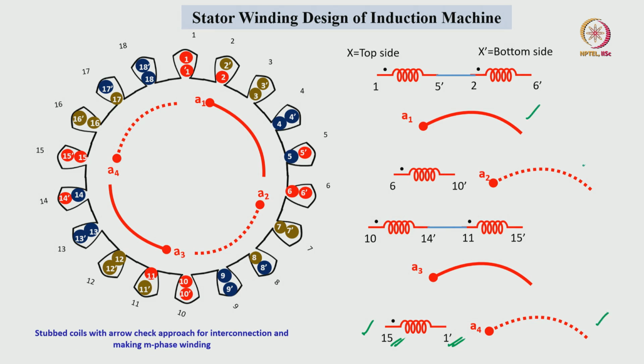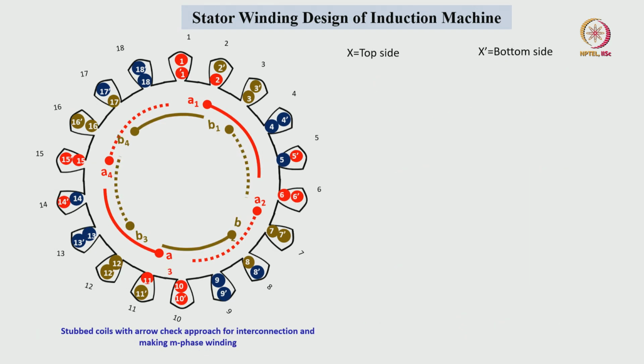So, A phase has 4 stubbed windings, that 4 stubbed windings we can see here, A1, A2, A3, A4, and with respect to the radial view we can see here first stub winding is representing starting of first coil, that is 1, ending of second coil is 6 dash, and second stub winding starting will be 6, ending will be 10 dash, and third stub winding starting will be 10, ending will be 15 dash, for this one 15 and 1 dash. So, we have to connect these 4 stub windings to complete the A phase winding.